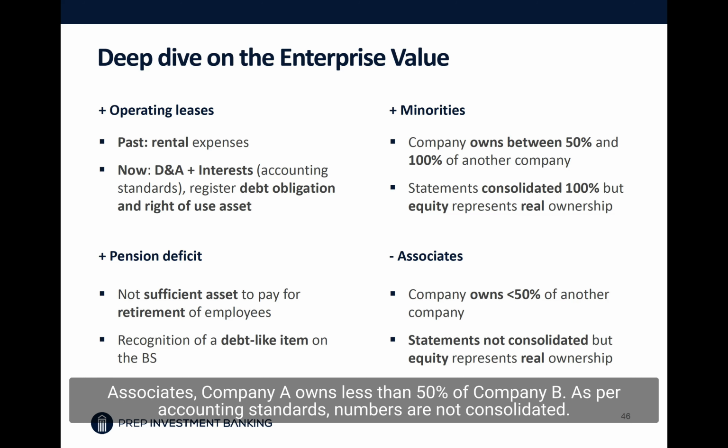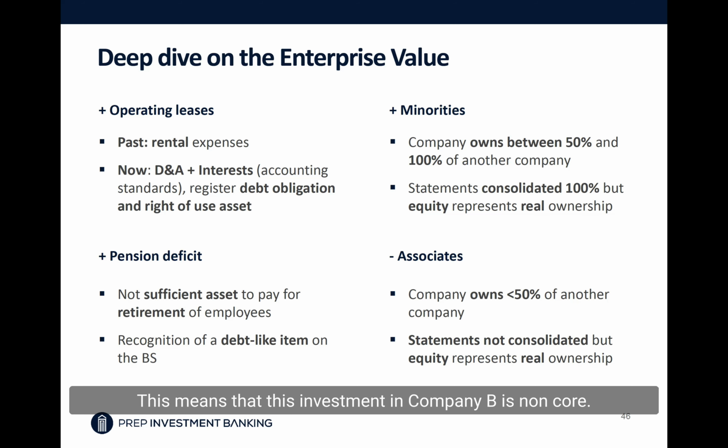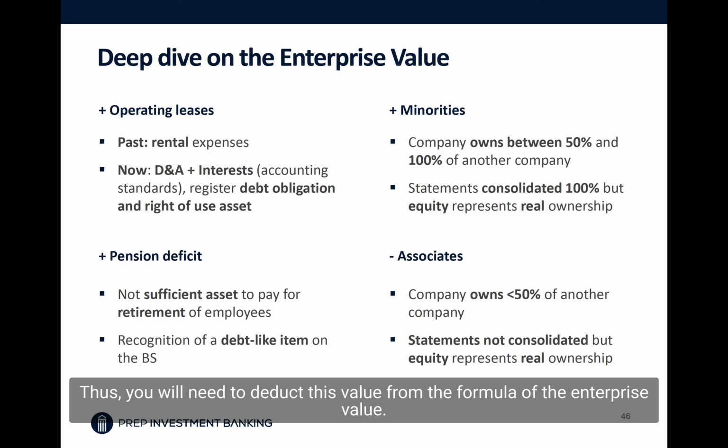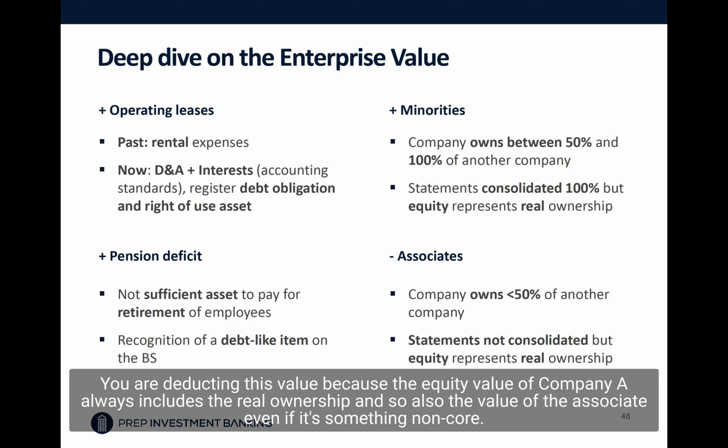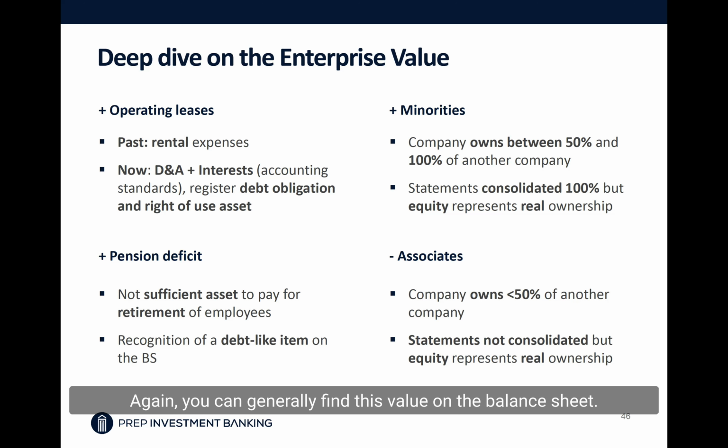Associate. Company A owns less than 50% of Company B. As per accounting standards, numbers are not consolidated. This means that this investment in Company B is non-core, thus you will need to deduct this value from the formula of the enterprise value. You are deducting this value because the equity value of Company A always includes the real ownership and so also the value of the associate, even if it's something non-core. Again, you can generally find this value on the balance sheet.